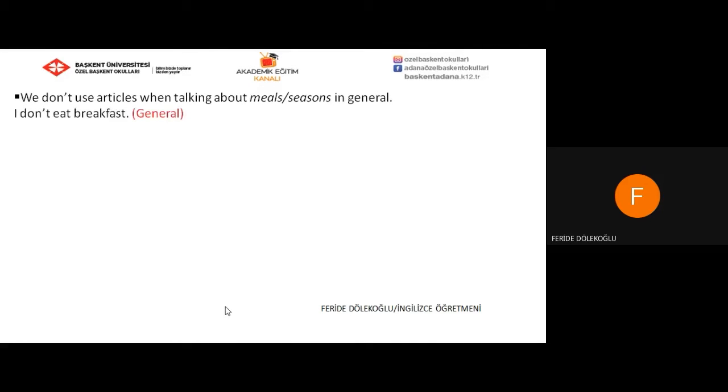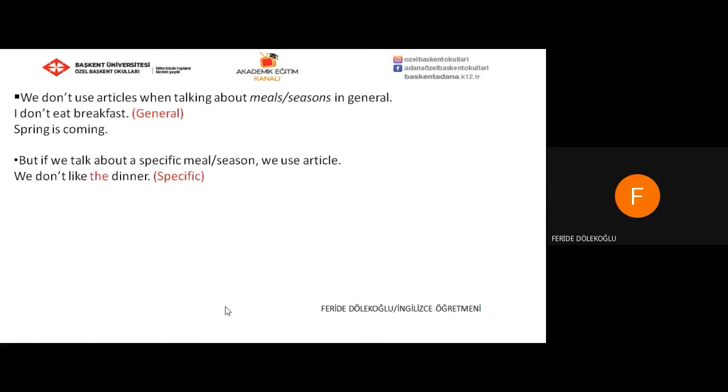We don't use articles when talking about meals, seasons in general. For example, I don't eat breakfast. But if we talk about a specific meal or season, we use the article. We don't like the dinner. Here we are talking about a specific dinner, so we use the before dinner. Another example, I went to Miami in the summer of 2000.